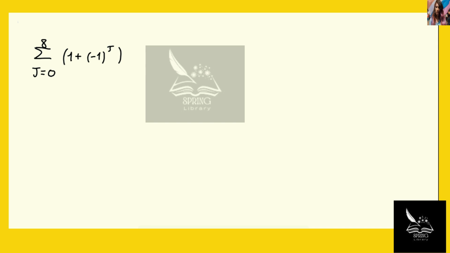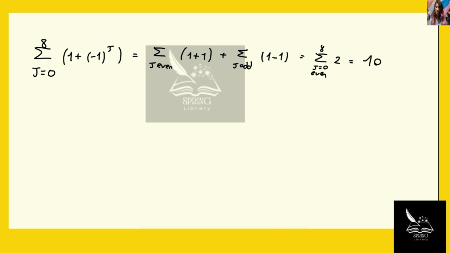The first sum is of 1 plus minus 1 to the j, where j goes from 0 to 8. Now here the trick is to split the sum over the even indices j, in which case we have 1 plus, and then minus 1 to an even number is plus 1, so 1 plus 1. And then we have the sum over the odd j's of 1, and minus 1 to an odd power is minus 1, so 1 minus 1. So this becomes the sum for j that goes from 0 to 8 of 2 for the even terms, and there are exactly 5 even numbers between 0 and 8, therefore 10.